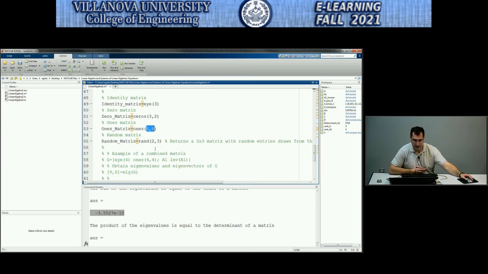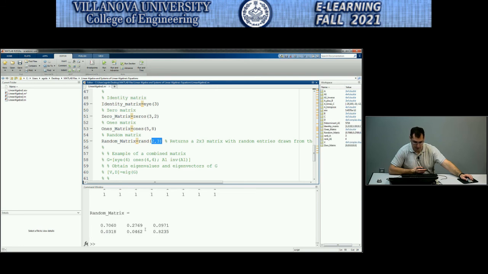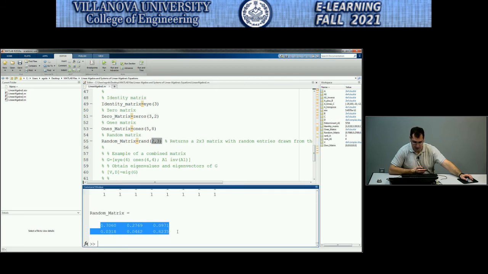And then there is a command called rand, which generates random numbers, and you can generate a matrix whose entries are randomly generated numbers. Though those numbers will be between 0 and 1. So I'm generating here the matrix 2 by 3, each entry of which is a random number. So you can see all of that. So this is the randomly generated matrix. This is the matrix of ones, and this is the matrix of zeros.